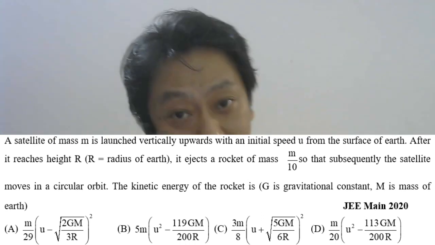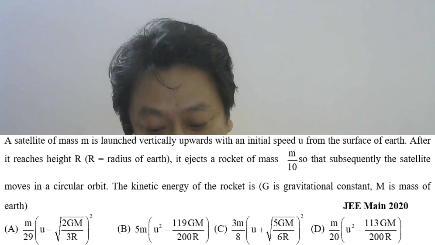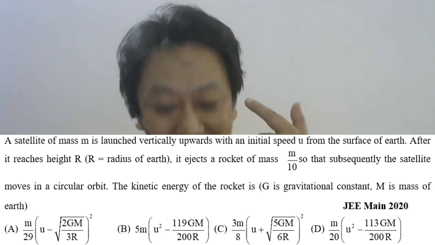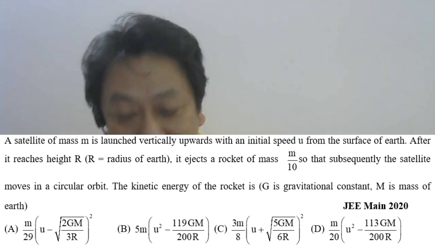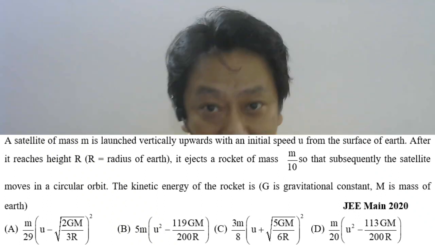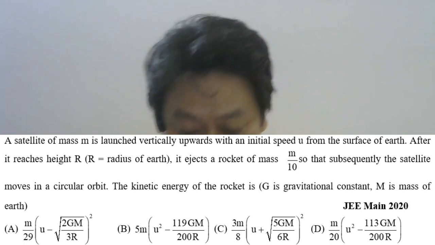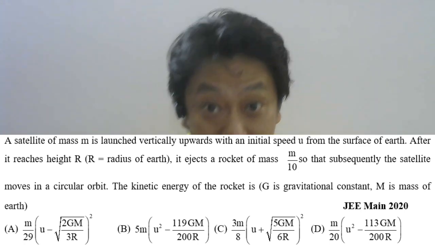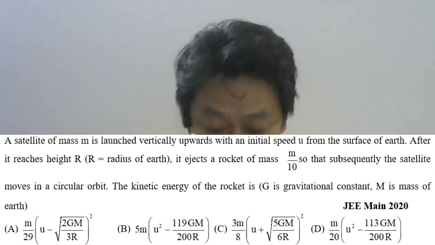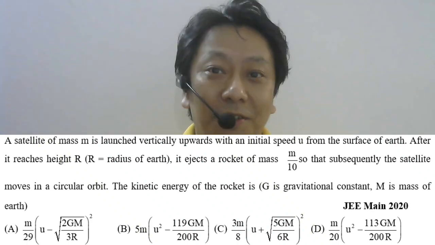So what happens after that? They told us that subsequently the satellite moves in a circular orbit. We have to find the kinetic energy of the rocket. The options are in terms of small m, which was the mass of the satellite, capital M, which is the mass of the Earth, and capital R, which is the radius of Earth, and small u, which is the initial speed given to the satellite from the surface of Earth.